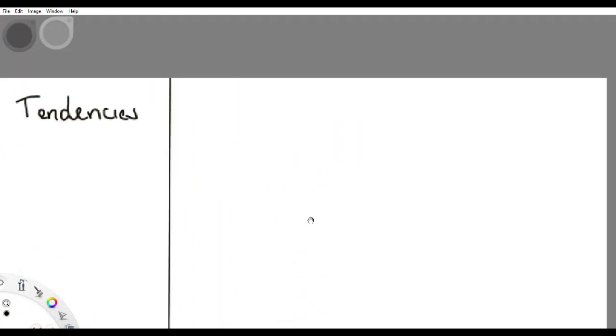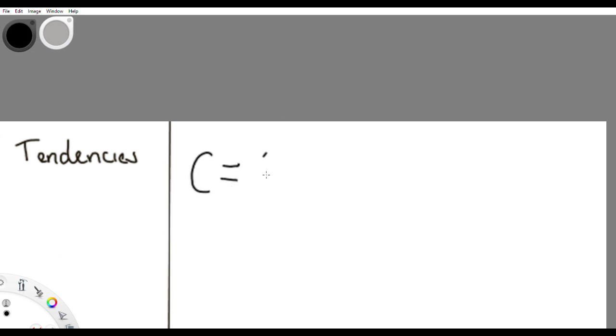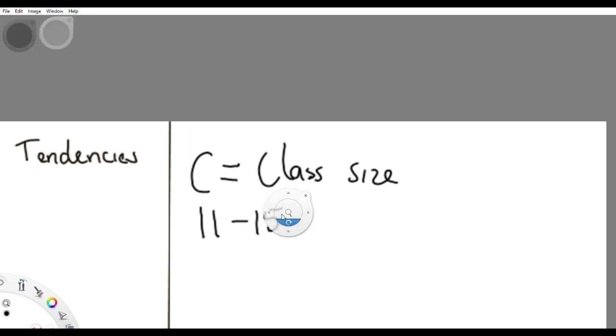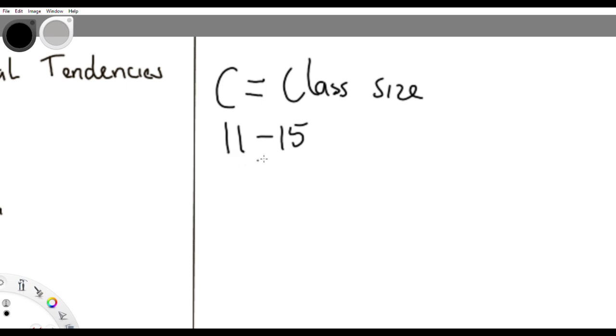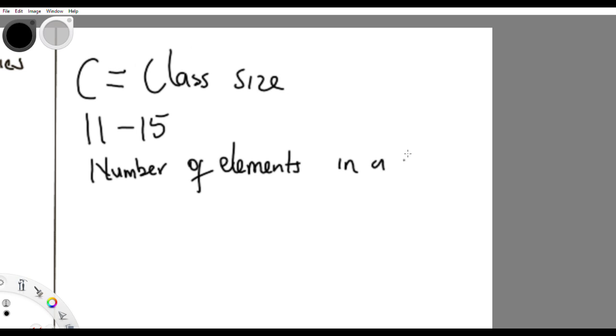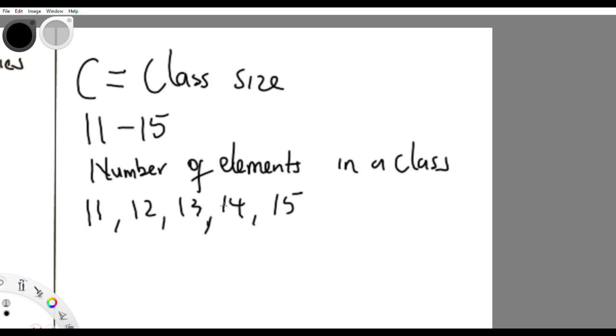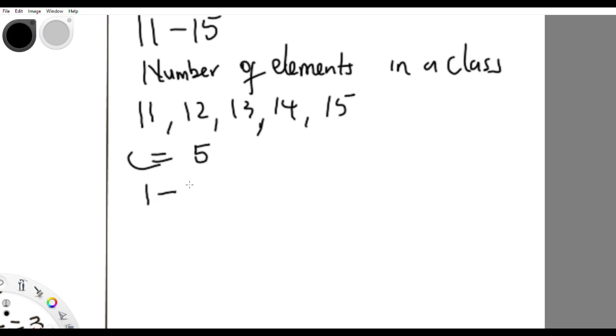Now, class size. Remember, this is the median class. The class size is simply the number of elements you find in the class. So to count, we can say 11, 12, 13, 14, 15. You count 1, 2, 3, 4, 5, then you can see the class size is 5. But in a case where you have a large group, for example, maybe 1 to 100, it's possible you have something large that you might not be able to count all.